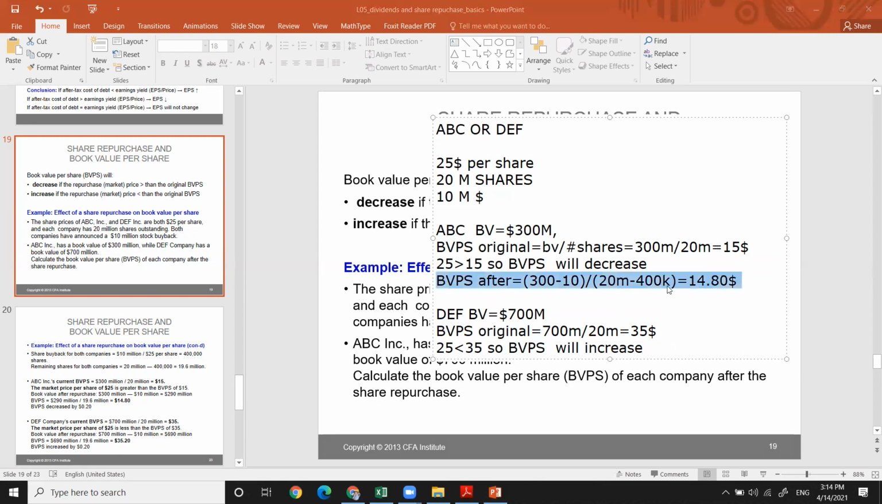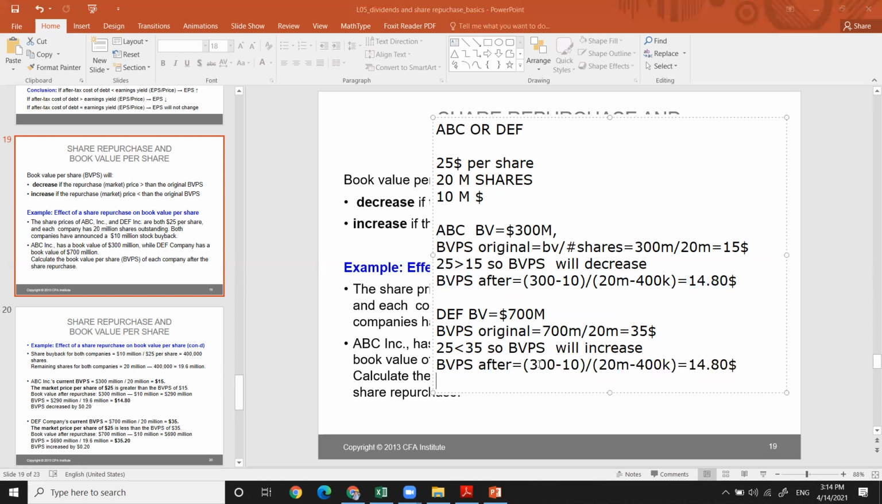And the same thing we can do for DEF. Book value 700 minus 10, divided by the same share count, and we can see that book value per share after the buyback will be equal to $35.20. Okay, do you have any questions up to this moment? Okay, it seems there is no question.